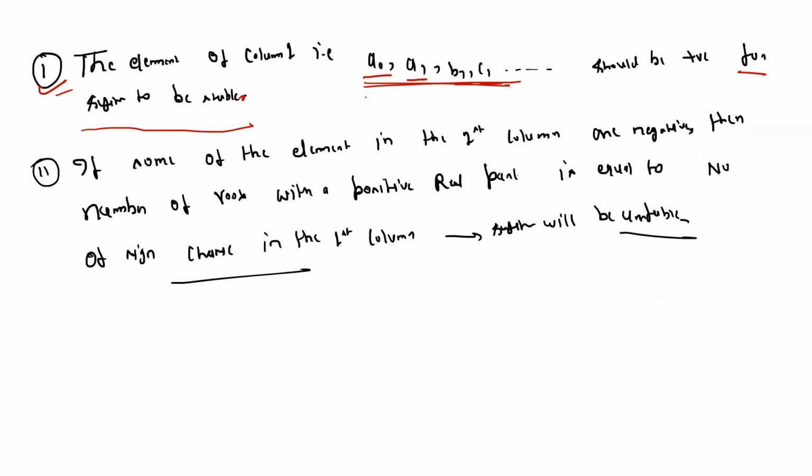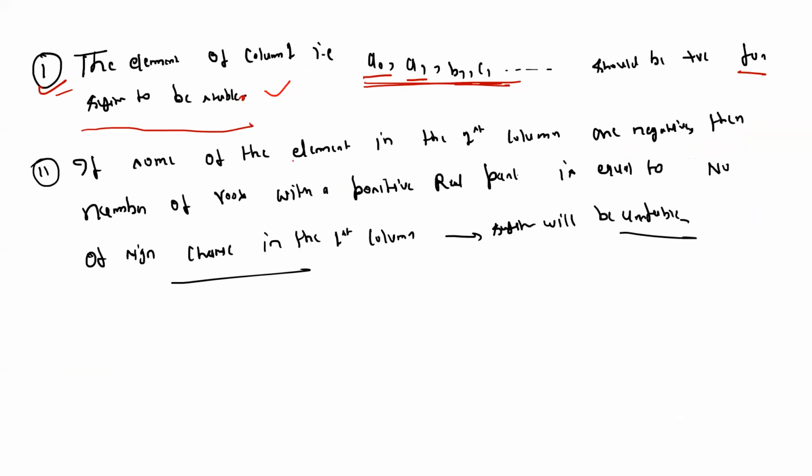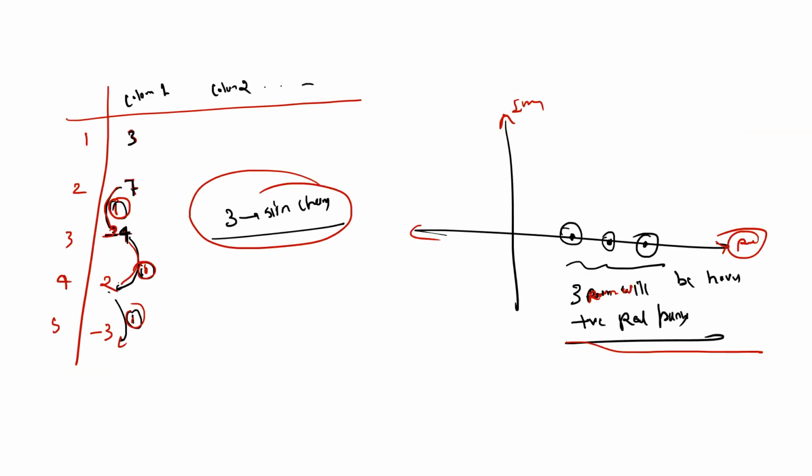Then I was telling you about the elements of the first column, that is a1, b1, c1, which should be positive for the system to be stable. If all the coefficients of the first column are positive, then the system will certainly be stable. And if there is a sign change in the first column, then the number of sign changes will tell you the number of positive roots lying outside, in the complex plane.